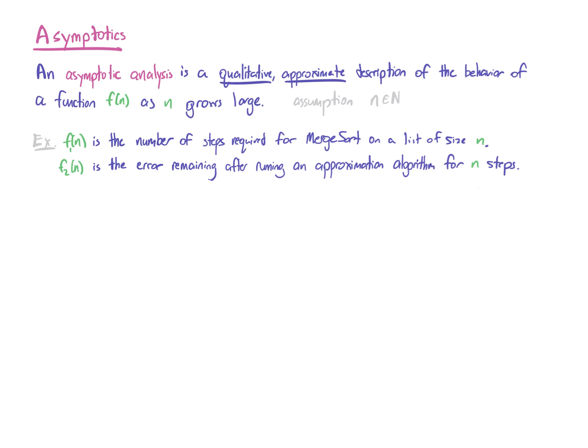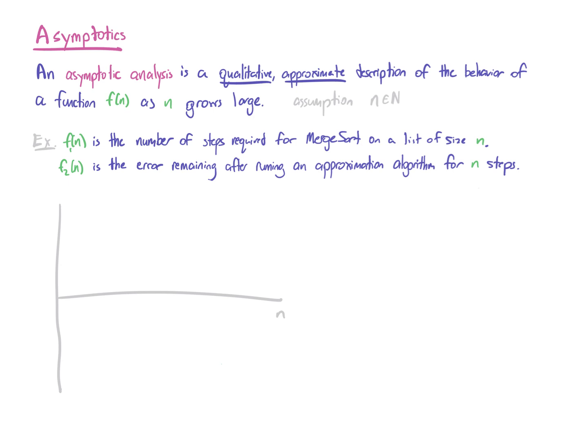Another example that we often care about, and this comes up a lot in numerical algorithms and machine learning, is that we might say f of n is the error remaining if we're trying to approximate something or find the best version of something. It's how close we are after running an approximation algorithm for a total of n steps. And so we might want to be able to say, hey, if we run this algorithm long enough, we'll get an error that's relatively small, and we can give a qualitative or approximate description of that error as the number of steps grows large. So here's the picture that we're going to focus on, then we're going to look at an intuitive idea, and then we're going to state the formal definition.